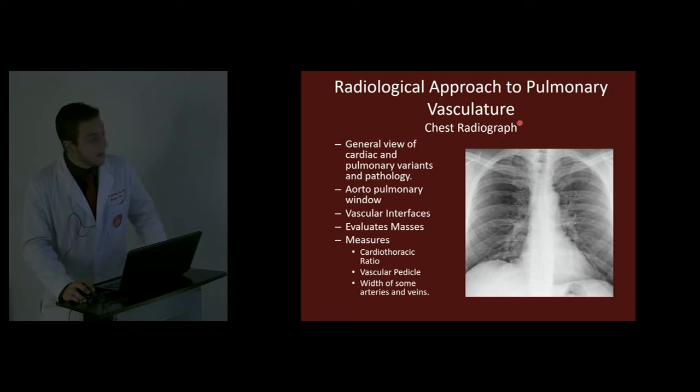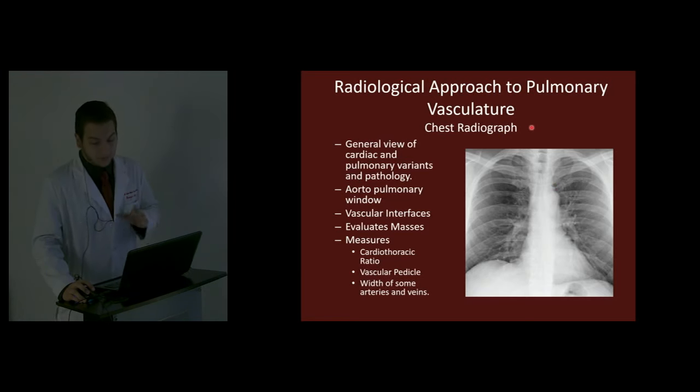For starters, the basic chest X-ray is still a useful tool for visualizing the pulmonary vessels, as well as many other things like a general view of the cardiac and pulmonary variants in pathology. You can see the aortopulmonary window and some vascular interfaces, you can evaluate masses, and you can even do some measures: the cardiothoracic ratio, the vascular pedicle, and the width of certain arteries and veins that we're going to talk about later on.